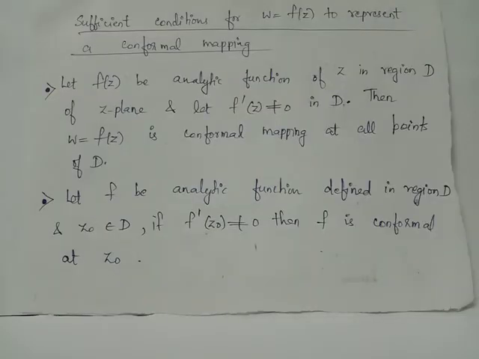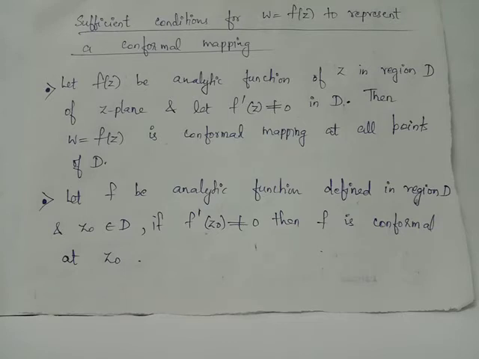We cannot always draw graphs and check whether the given transformation is conformal. So we have a sufficient condition to check whether the given transformation is a conformal mapping. The condition is that if f of z is an analytic function of the complex variable z in a given domain D, and if f dash of z not equals 0 everywhere in the considered domain D, then we say that the given transformation w equals f of z is conformal at all points in the considered domain D.